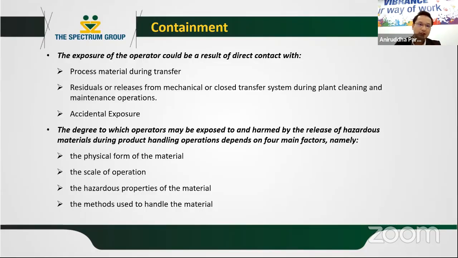Now, the degree to which the operators may be exposed to or harmed by this release of hazardous material during product handling depends mainly on four factors. That is the physical form of the material, the scale of operation, the hazardous properties of the material, and the methods used to handle the material. So physical form, we come to it on the next slide.